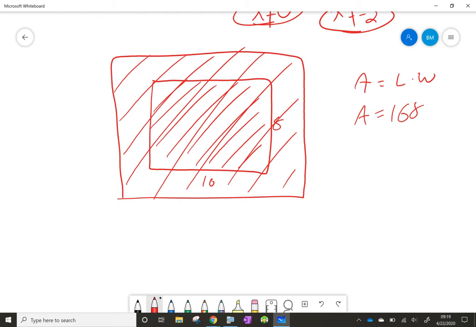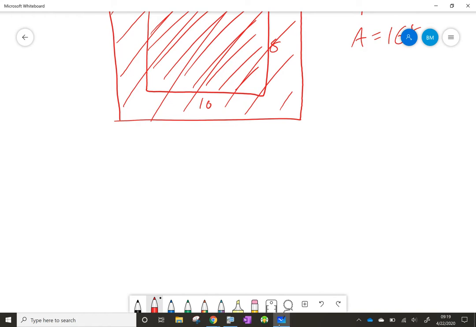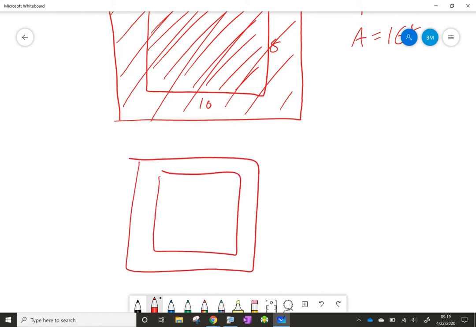So let me redraw my image here. We have our picture, and we want to put a frame around the picture. We already know our picture is 8 by 10, but what we don't know is how wide our frame is. So we're going to call the width of the frame X, and that's going to be on both sides.